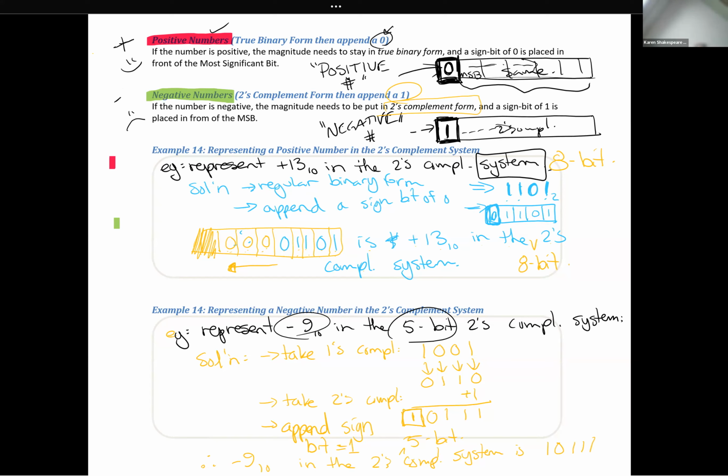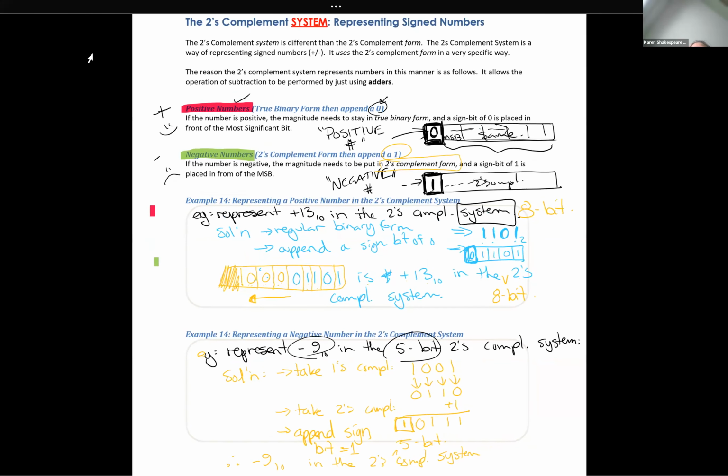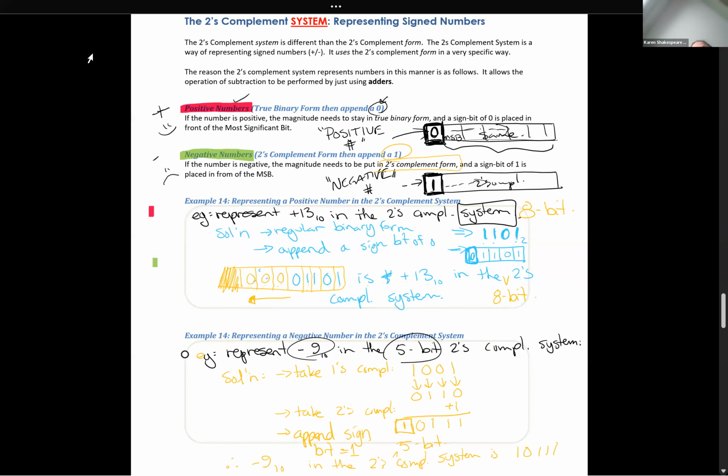So the 2's complement system is a systematic way of representing signed numbers for your computer. If it's a positive number, then the sign bit is a 0. If it's a negative number, the sign bit is a 1. If it's a positive number, you keep regular binary, which is called true binary form. If it's a negative number, you have to take the time to put it into 2's complement form.